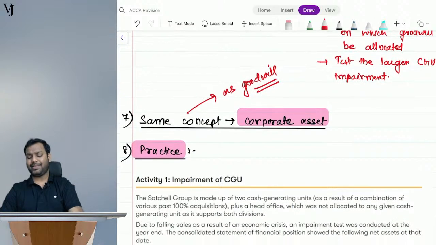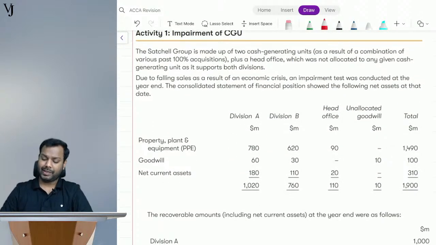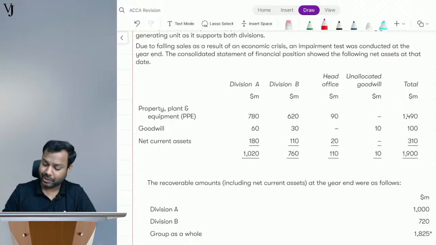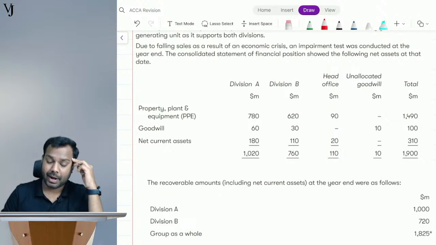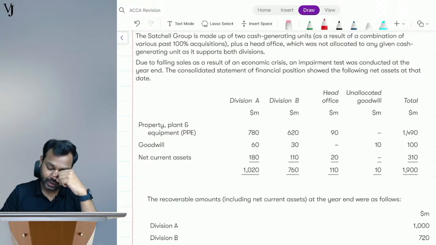Now let's see this example. Let's try to solve it, which will give you a very good understanding of allocable and unallocable. See here.